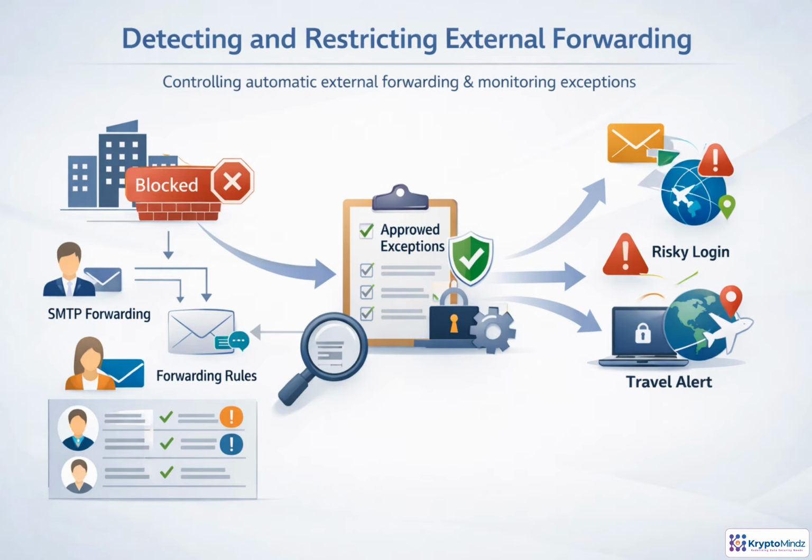Treat external forwarding as a controlled exception, not a user preference. Start by validating what exists: mailbox forwarding addresses, inbox rules that redirect mail, and remote domain settings that allow auto-forwarding. Then restrict forwarding broadly at the organization or remote domain level. Any remaining exceptions should have business approval, a named owner, and compensating controls. Finally, monitor for change. A new forwarding rule after a risky sign-in or impossible travel event should be investigated immediately.